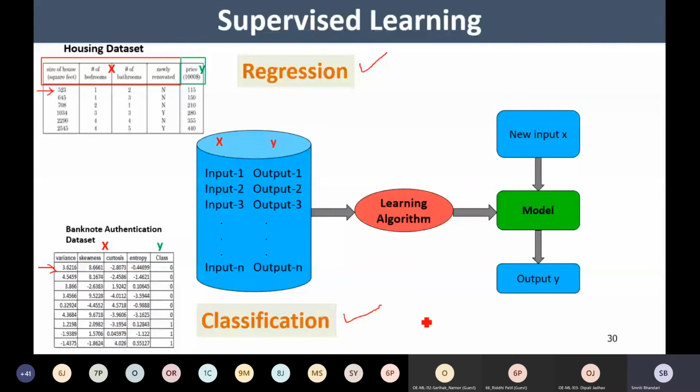Am I clear? If you have any doubts, please let me know. Hello? Can you repeat the regression and classification term? Voice is not clear. Hello? Repeat your question.